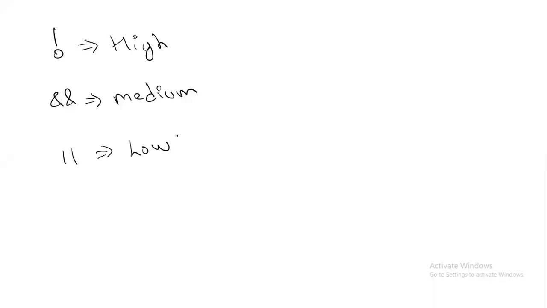This is what I want you to understand. This is for logical operators only. Which has the highest precedence? Not. Which has the medium precedence? Your and operator. Which has the low precedence? Or operator. So please take a screenshot of this.